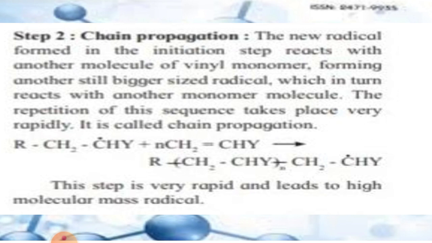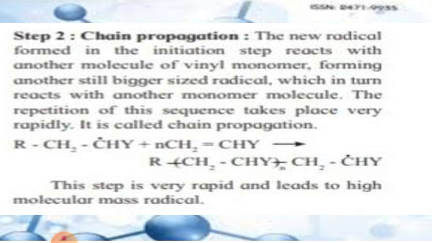This reactant we have obtained from the first step is then reacted with another vinyl monomer. Here we take n monomers; n is not fixed, you can take any number depending upon the reaction. Now these two reactants react, and we get R-CH2-CHY-n, and the free radical has been transferred to the end of the monomer carbon.